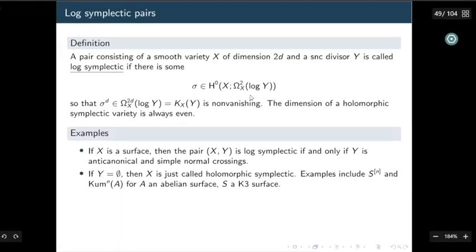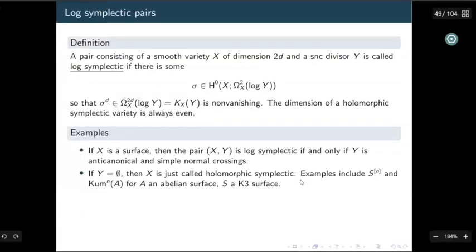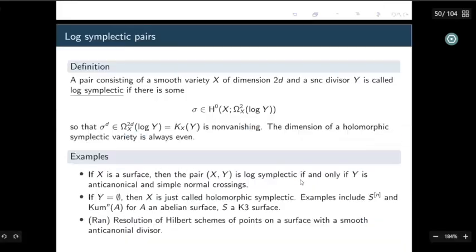So examples of these include S^[n], which means the Hilbert scheme of n points on a K3 surface, and there are the generalized Kummer varieties. These are examples that go back to Beauville. I won't say too much about that here.